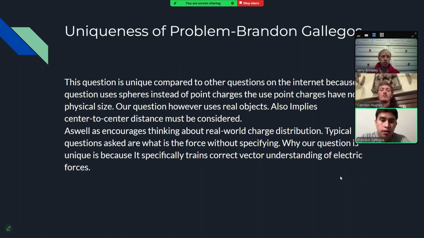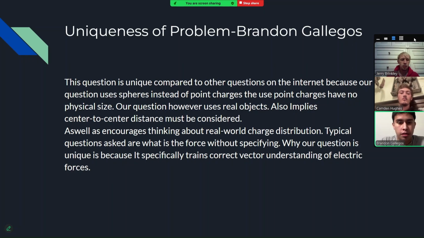Uniqueness of problem. The question is unique compared to other questions on the internet because our question uses spheres instead of point charges. Point charges have no physical size. Our question, however, uses real objects. It also implies the center-to-center distance must be considered, as well as encourages thinking about real-world charge distribution. Typical questions just ask what the force is without specifying. Our question is unique because it specifically trains correct vector understanding of electric forces.